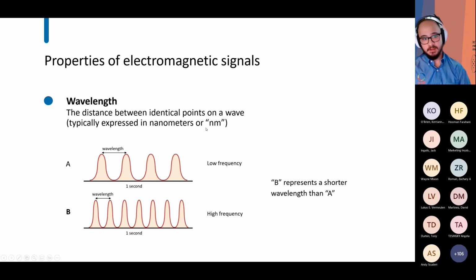What is a wavelength? A wavelength is the distance between identical points on a wave, and we typically express that in nanometers. There are low frequency and high frequency wavelengths, and high frequency wavelengths are shorter than low frequency wavelengths. You could even say there's more energy. And so here we have a visual representation of that.